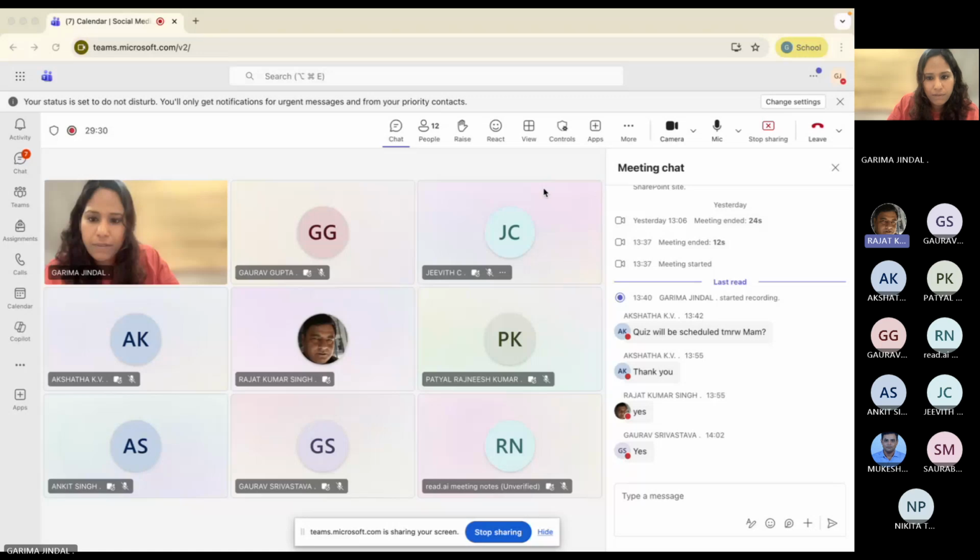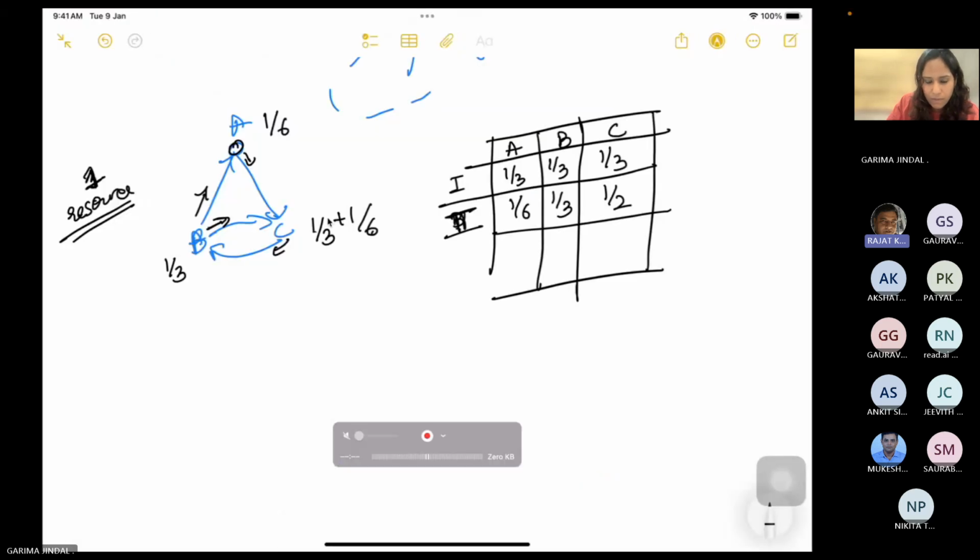A gets 1/6. I thought it would be 1/3 plus 1/6. No, there's just one incoming edge, right? It had 1/3, where did it go? It has given its resource to C. Oh, I see. Okay, all right. Yes. So this is the second iteration.